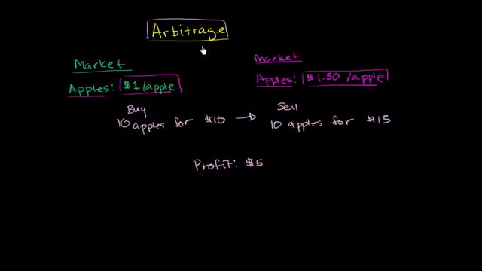And just to imagine a side effect, if someone did this enough, then it would increase the supply of apples here. So the supply would increase in this market. And in this market, the demand would increase, because there's someone who just keeps buying from this market and selling into that market. So what's eventually going to happen, when demand increases, the price will go up in this market. And when the supply increases in this market, the price will go down.